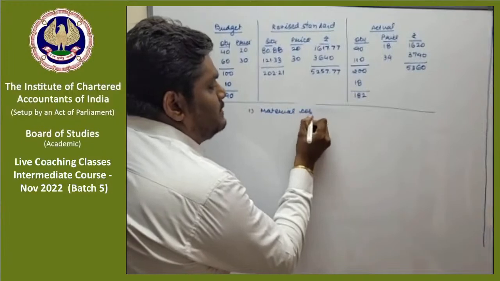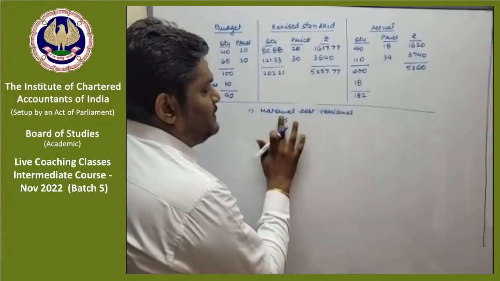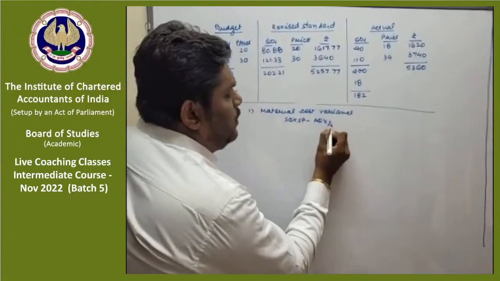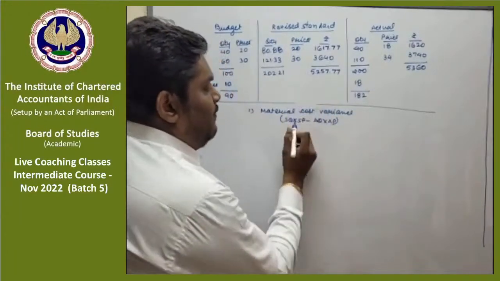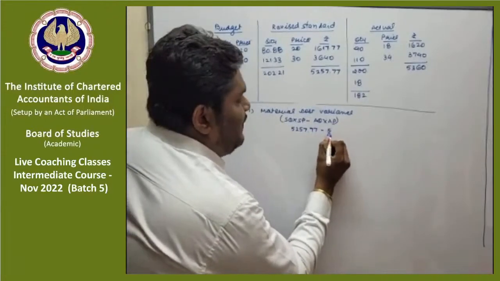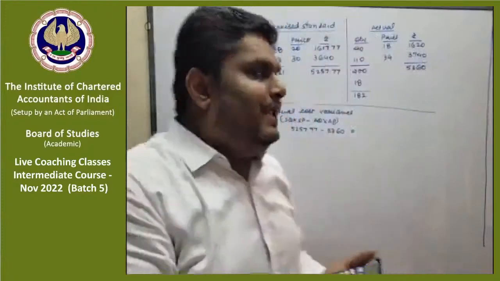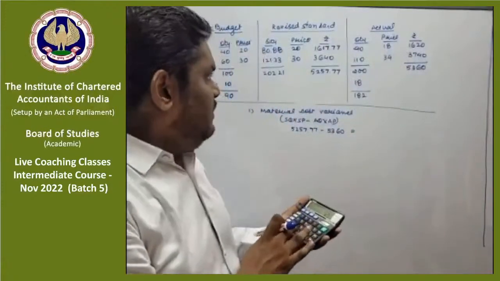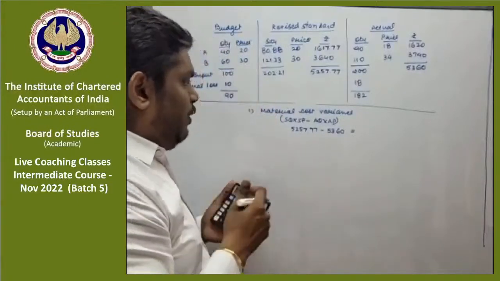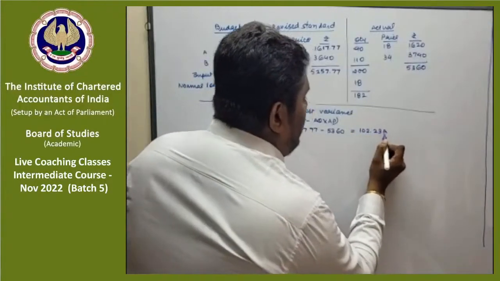Material cost variance. Simply write the formula: standard quantity into standard price minus actual quantity into actual price. Alternatively, we can write 5257.77 minus 5360. Now, how these formulas are prepared, you guys know very well. So 5257.77 minus 5360 is 102.23. Adverse.